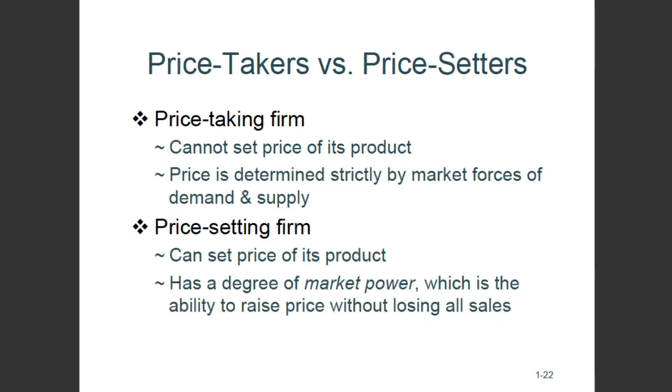We're going to distinguish between the different types of firms. The characteristics of a price-taking firm and a price-setting firm. Those are the extremes. A price-taking firm cannot set the price of its product. Price is determined strictly by market forces of supply and demand. So this is the example of a perfectly competitive market.